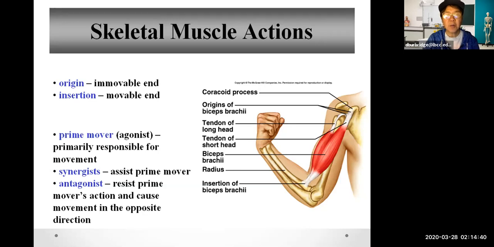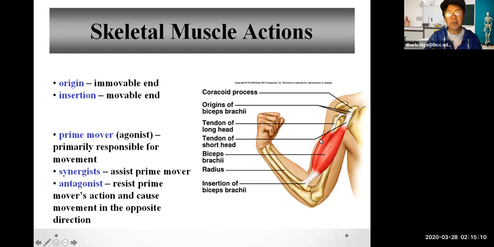So here we go. This is where we left off. We're going to talk about skeletal muscle actions. When we look at a muscle, any muscle, let's consider the biceps brachii. We know by looking at the name of it that it probably has two portions, two heads. And so we can see that there is a short head and a long head to the biceps brachii.